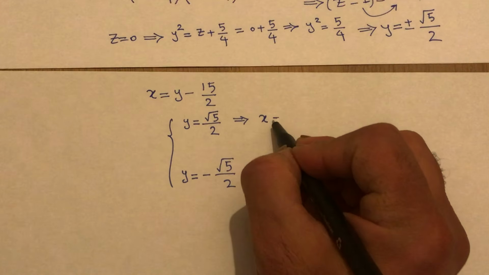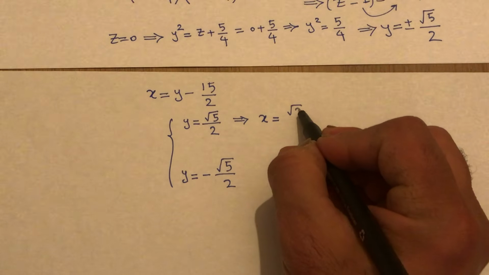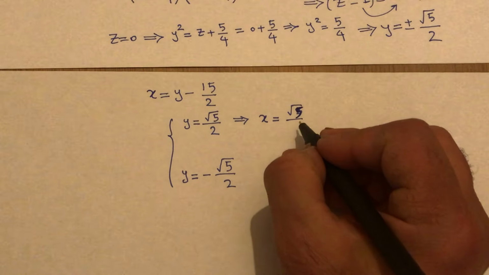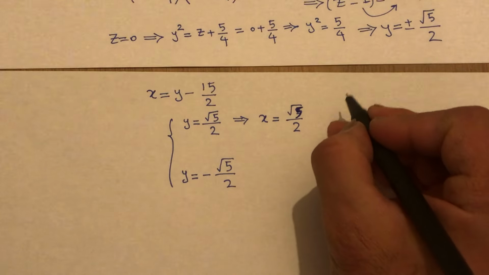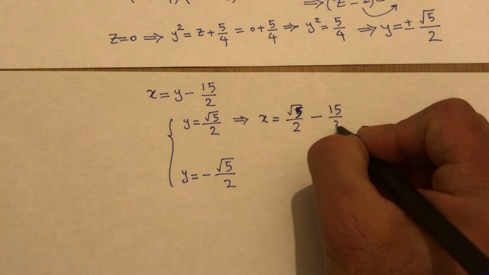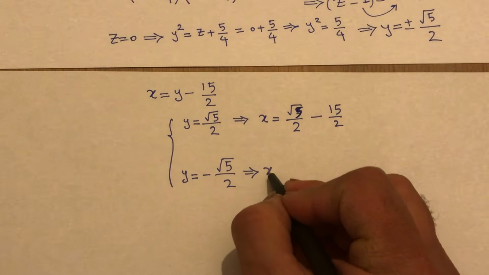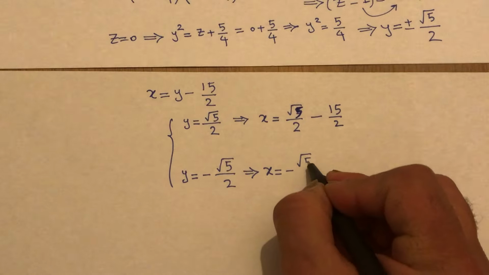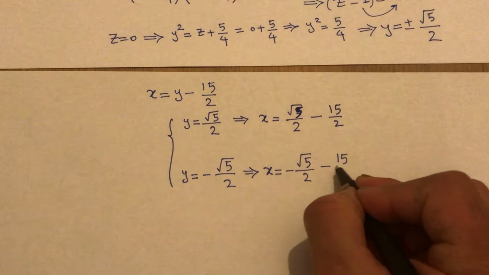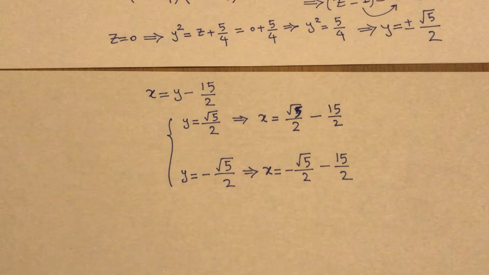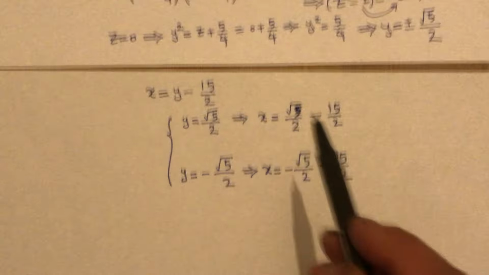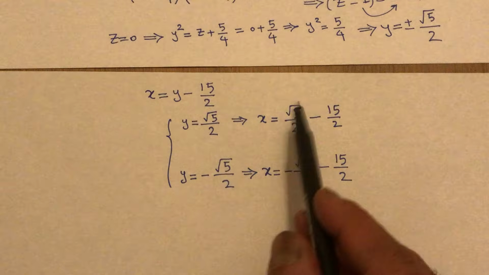X in this case is the square root of 5 over 2 minus 15 over 2, or x is minus the square root of 5 over 2 minus 15 over 2. So by this new way, by the middle point, you can find both of these values for x.